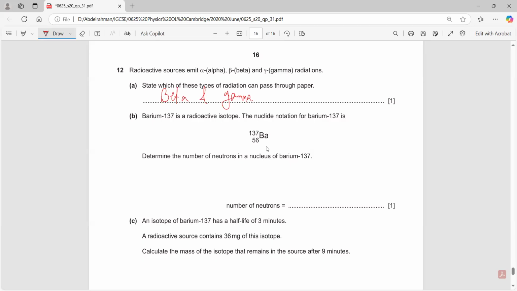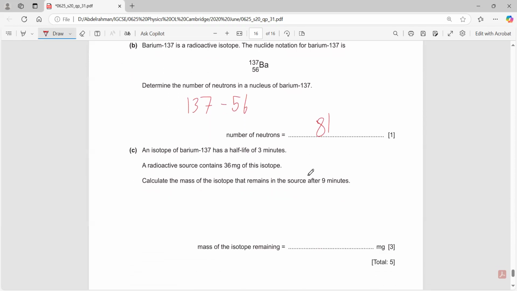Can I find the number of neutrons? Yes, I can. 137 minus 56, which is 81. An isotope of barium 137 has a half-life of 3 minutes. A radioactive source contains 36 milligrams of this isotope. Calculate the mass of the isotope that remains in the source after 9 minutes. It has a half-life of 3 minutes, and I need to find the remaining mass after 9 minutes.